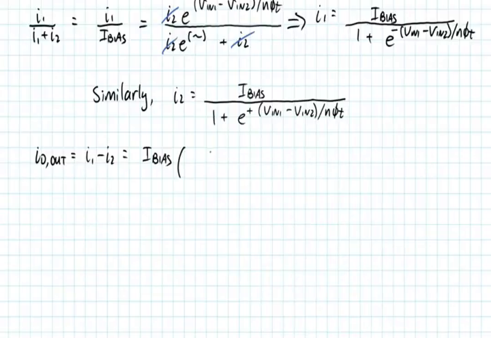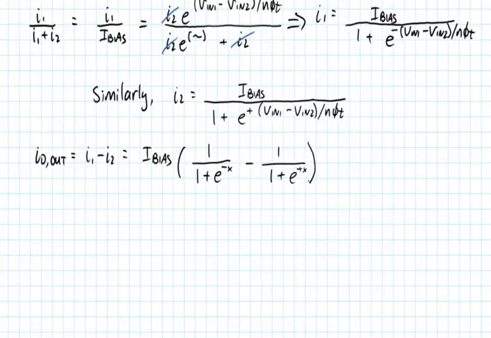And what you're going to find is that it's 1 over 1 plus e to the minus x, where x is Vn1 minus Vn2 over n phi t, minus 1 over 1 plus e to the plus x. And that's the expression for ID out. And x is again equal to Vn1 minus Vn2 over n phi t. Okay, so this should start to look like a somewhat similar expression.